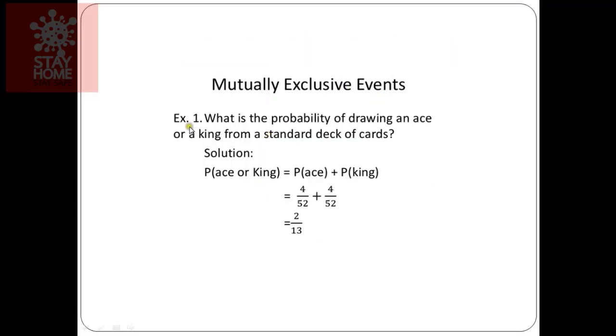For example, what is the probability of drawing an ace or a king from a standard deck of cards? As you know, ace means A and king is the picture card with K. So how many kings are there in the total 52 pack of cards? 4, and 4 aces. So 4 over 52 is the probability of ace plus the probability of king, 4 over 52. So the probability of ace or king will be 2 over 13. With different examples, I'll try to explain mutually exclusive events.